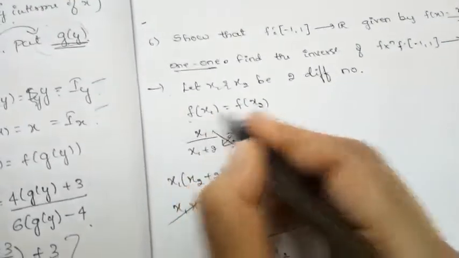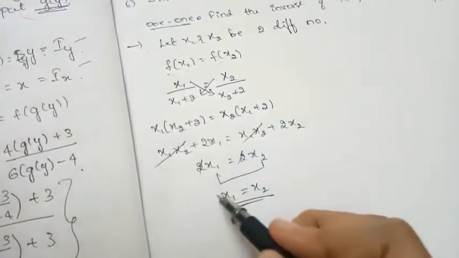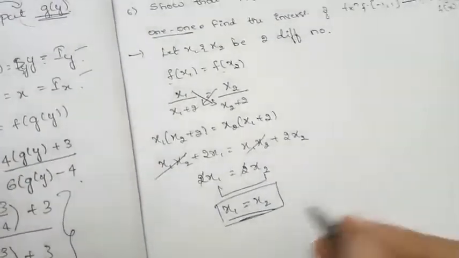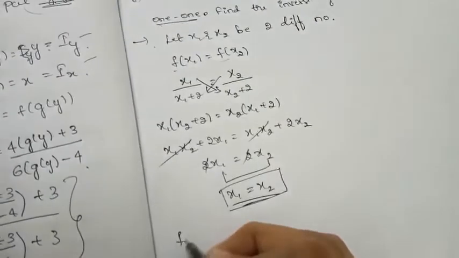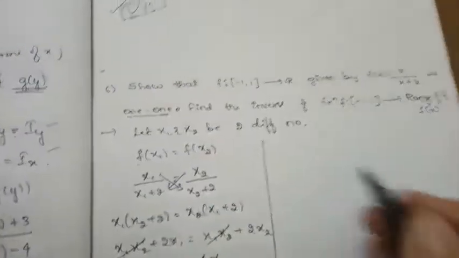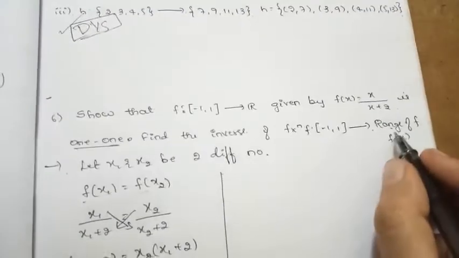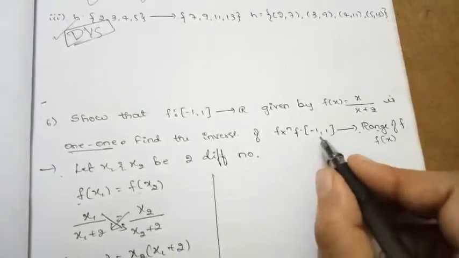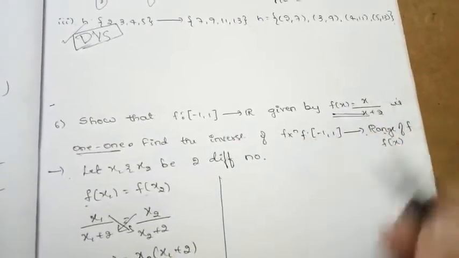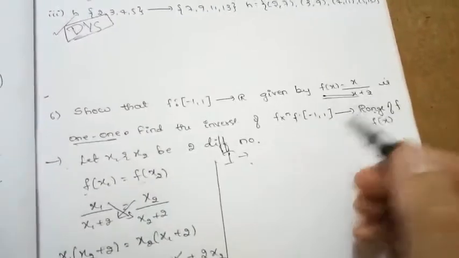So if f of x1 is equal to f of x2, it implies x1 is equal to x2. So the function is one-one. So the first part is proved here. The next thing is we need to find the inverse of this function. We need to find the inverse. So first step, we need to find a function g.